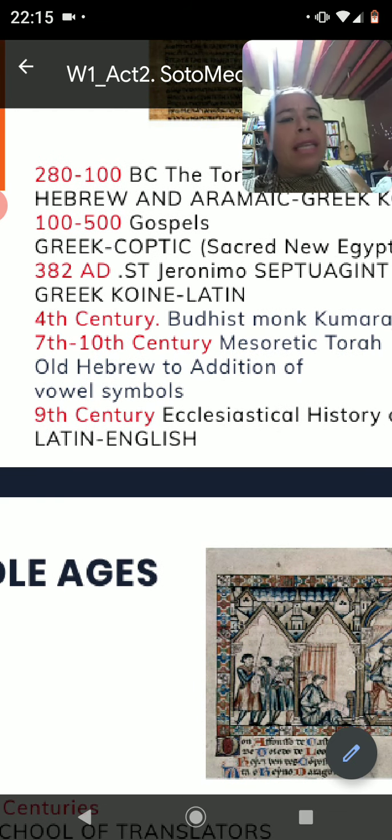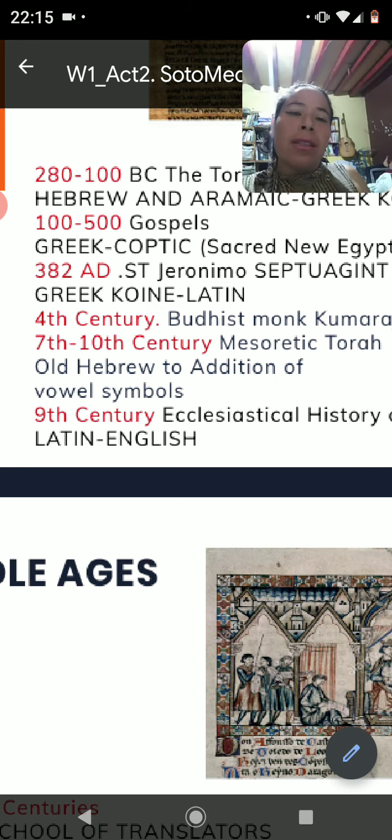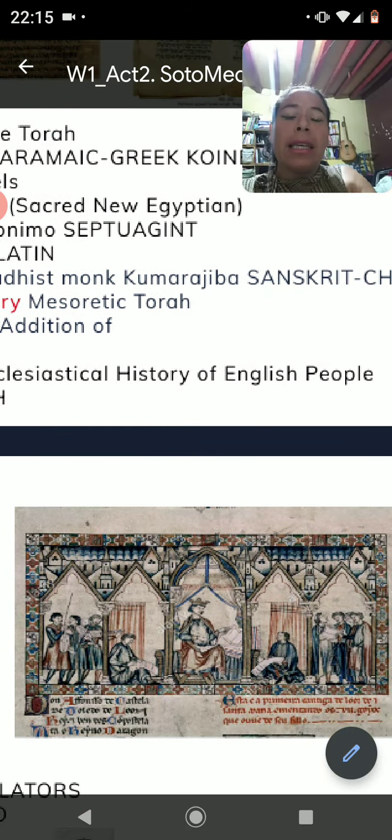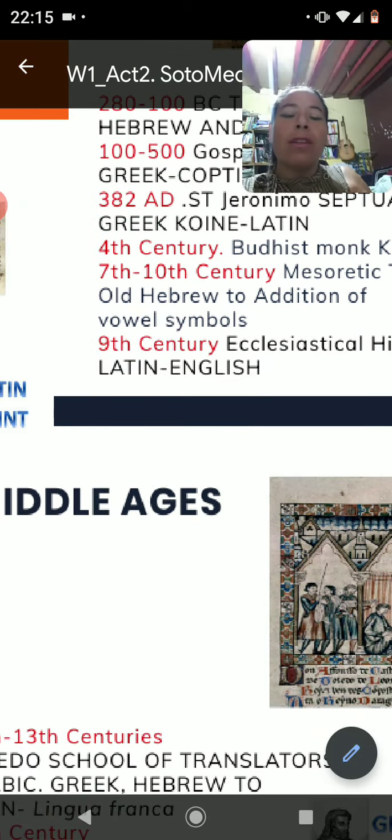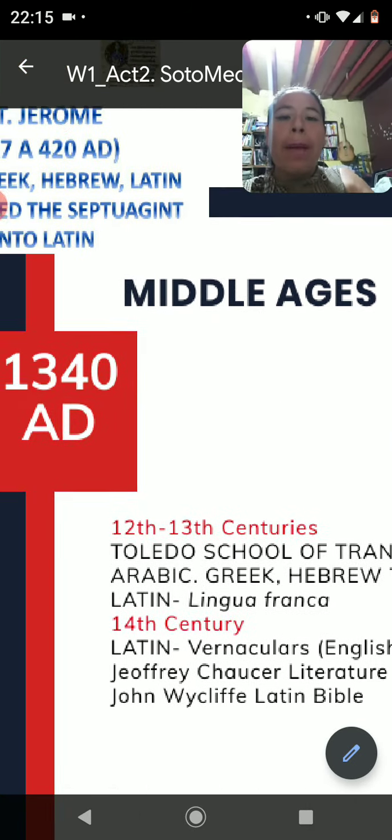During the 7th and 8th century, the most intact part of the Torah, or the Old Testament, was transferred from Old Hebrew. They added small dots. So let's say that this is the original, old version of the Bible. In the 9th century, some ecclesiastical history was transferred from Latin to English.